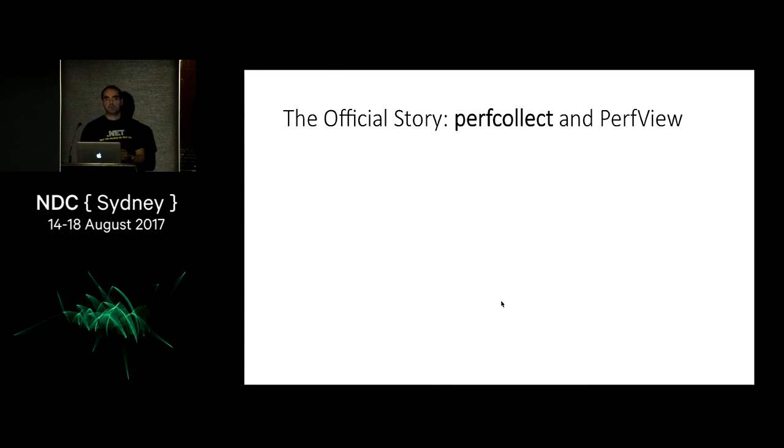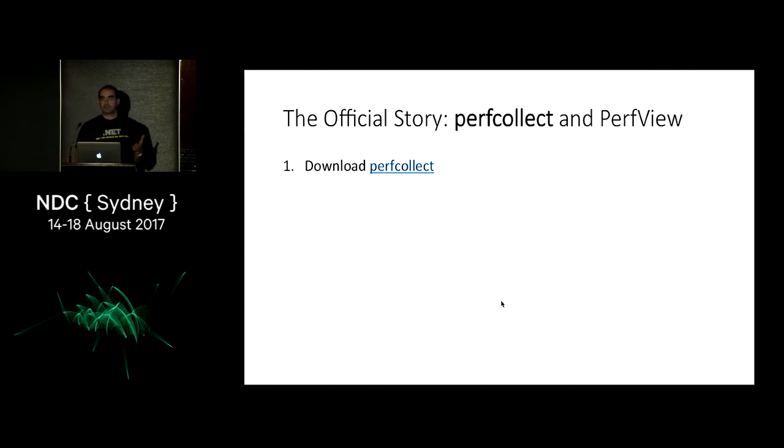And the official story for this, which I want to share with you first, and that's not what we're going to be using, is a little bash script, not so little actually, it's probably a few thousand lines of bash, called perfcollect. And so the official workflow, if you have a .NET Core app running on Linux, maybe in a container, maybe just on a bare bone VM, the official story would be the following.